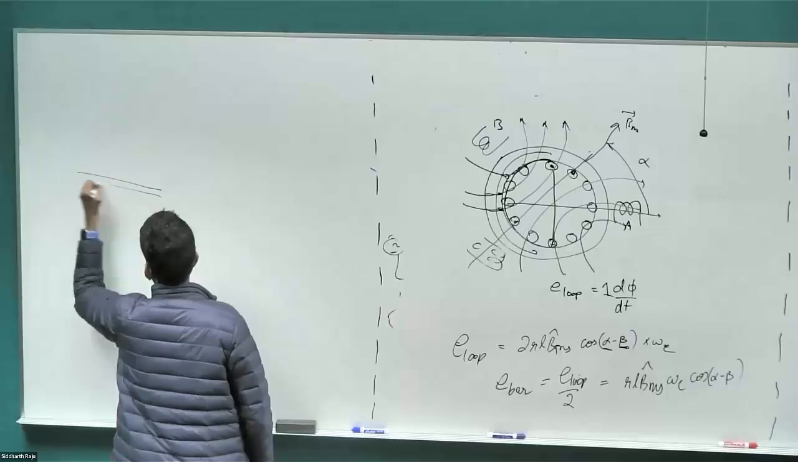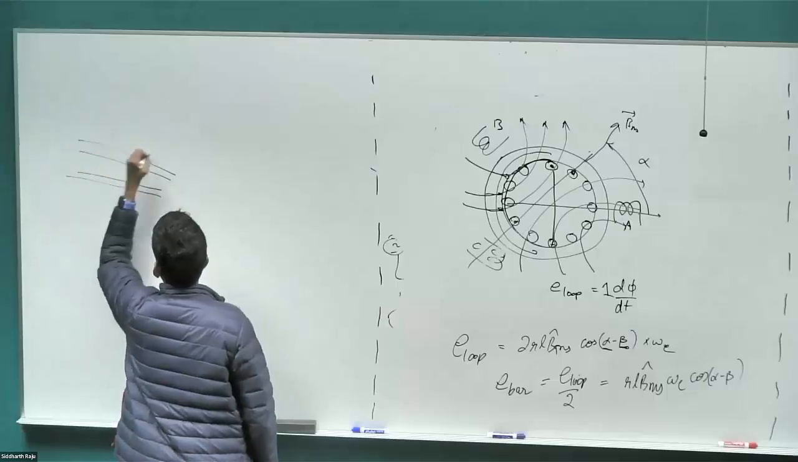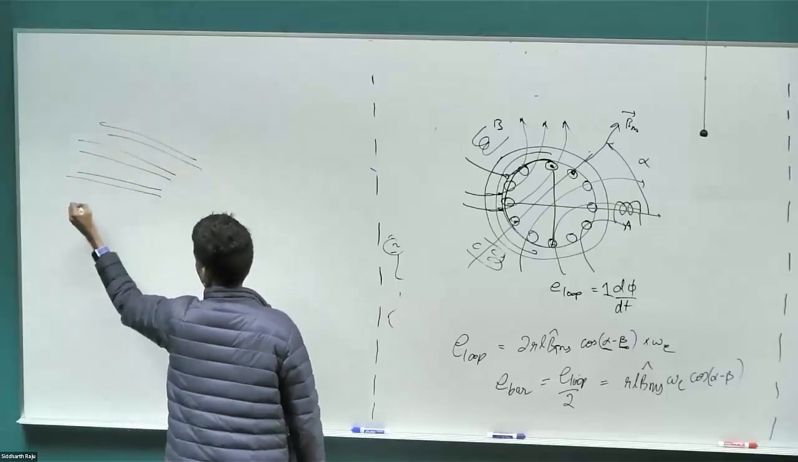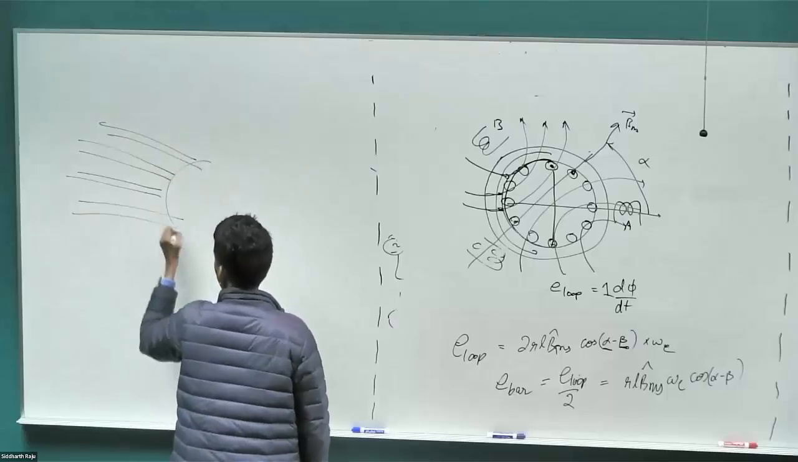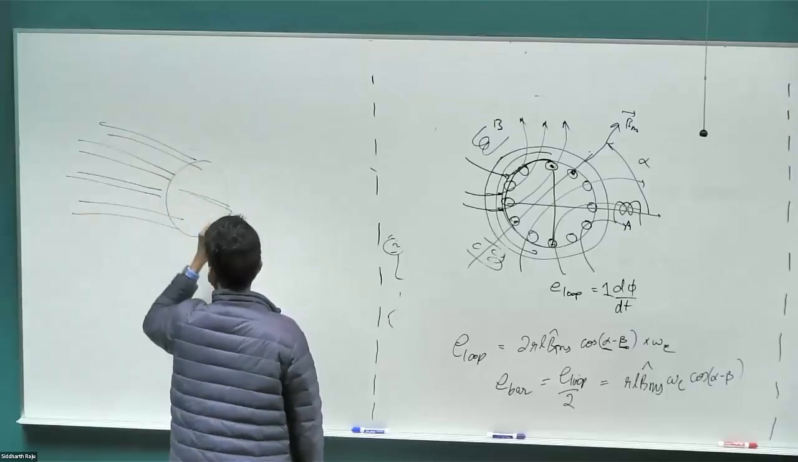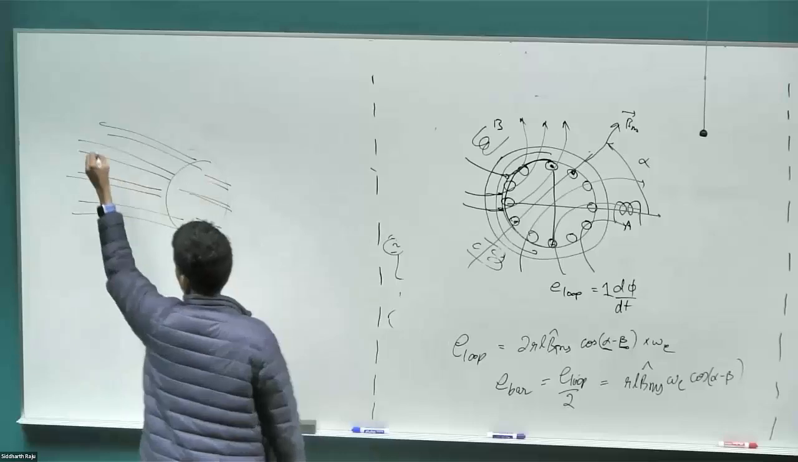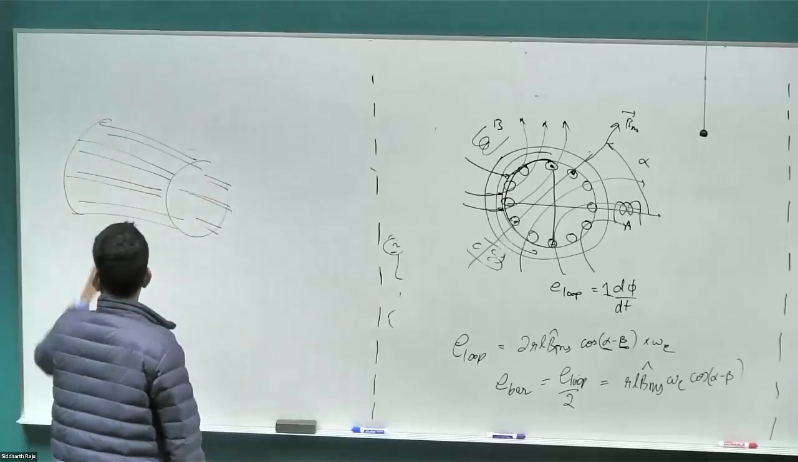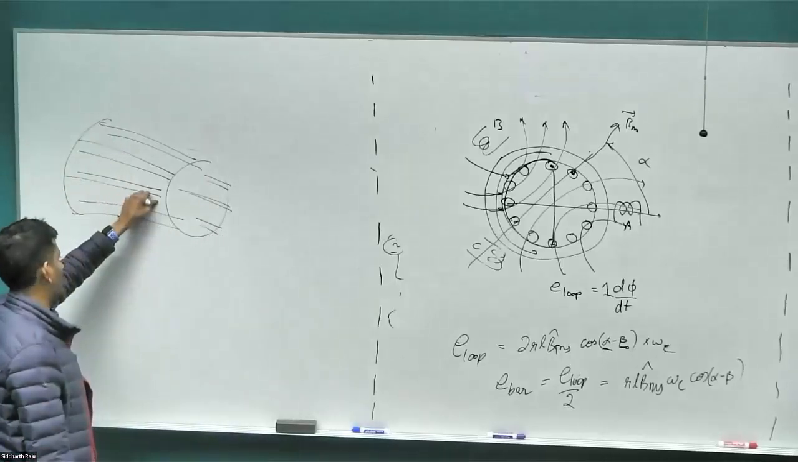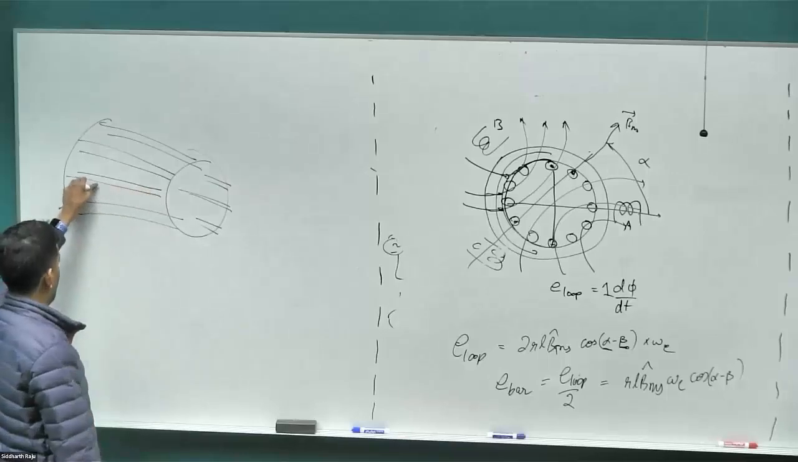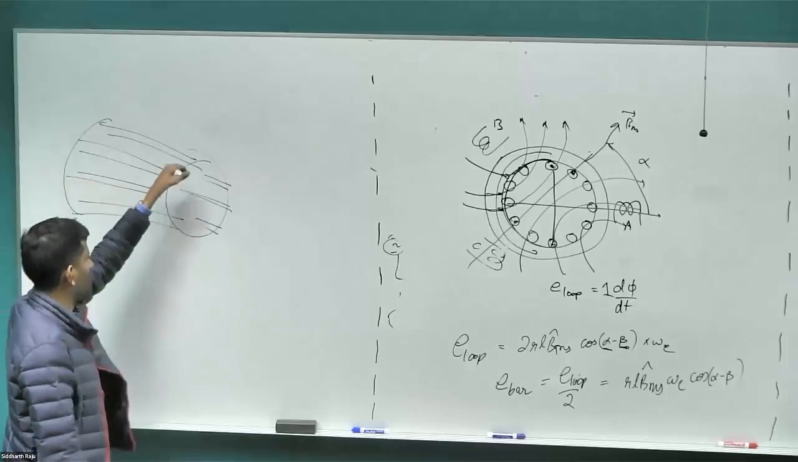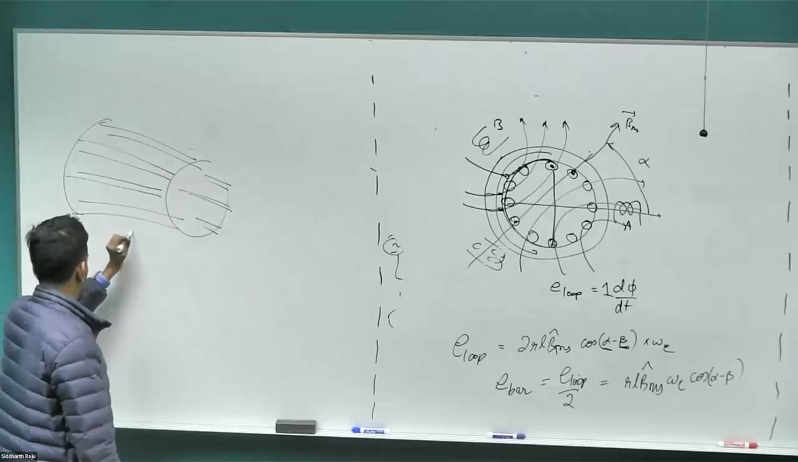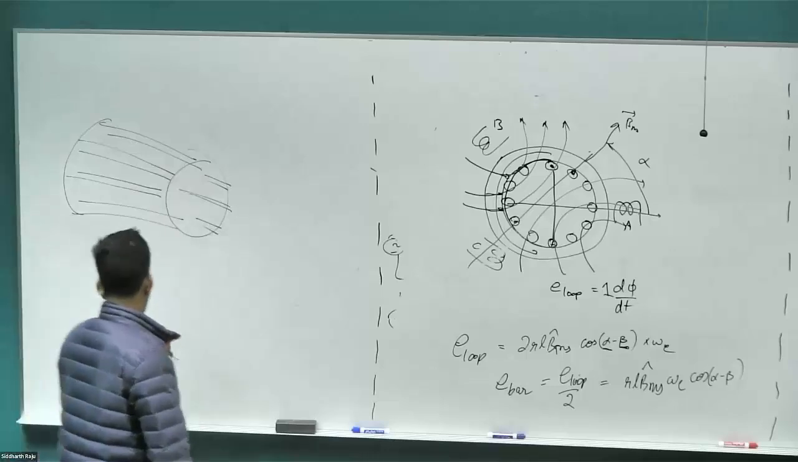So we have these bars, and then a bunch of bars in the back as well, and then shorted on the side. There is some EMF that's induced across this bar, and then there is some current that's going to flow through this bar because all of these bars are shorted together. I can draw this as an equivalent electrical circuit.